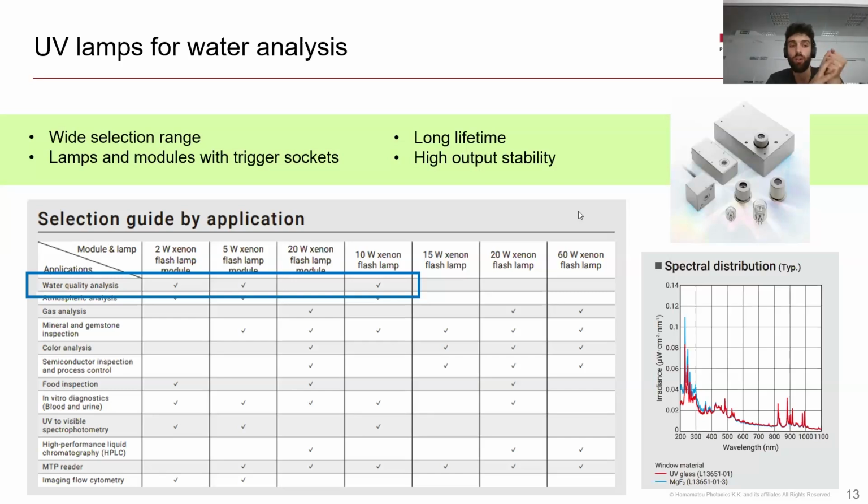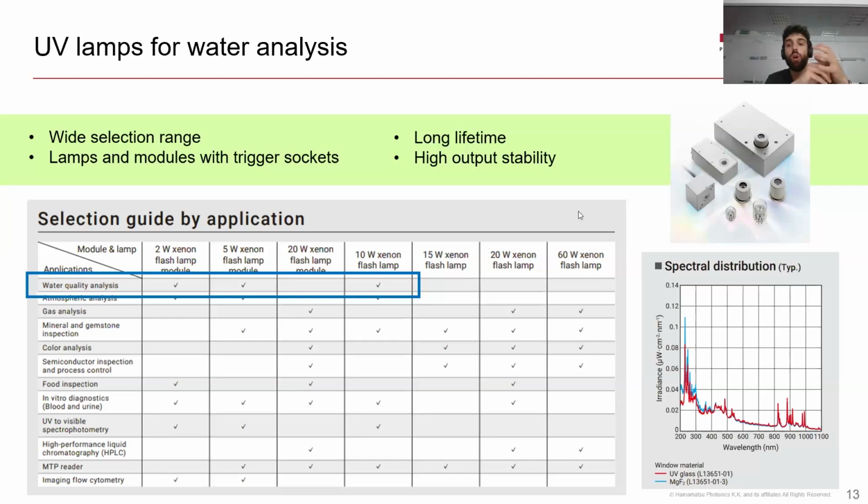a very short pulse. As you can see from this graph here, we have a wide selection range, especially in terms of wattage, but also in terms of modularity. So you can get a bare lamp if you want to integrate it into your system, but you can also get a module which is completed with a trigger socket and a power supply.